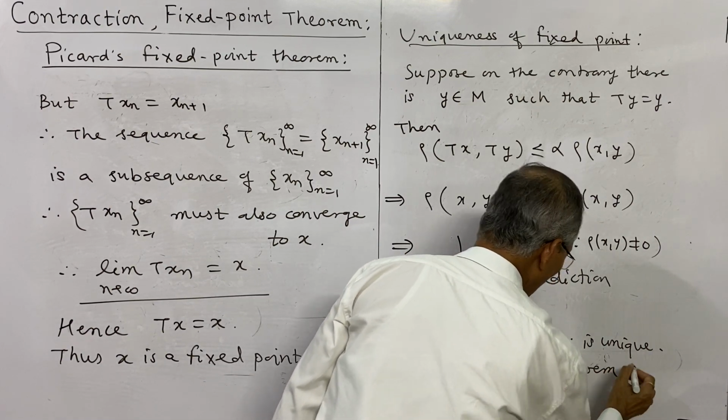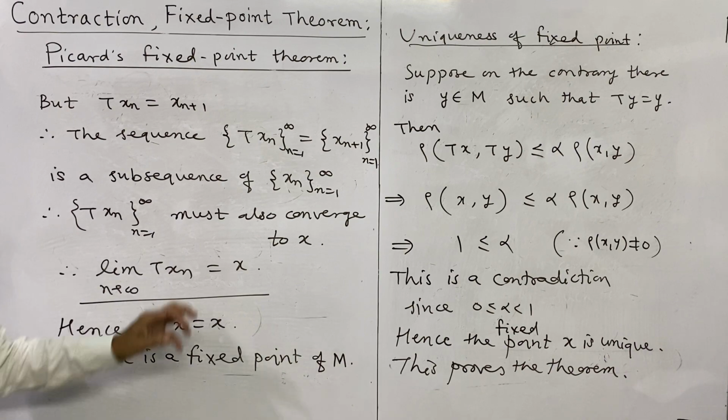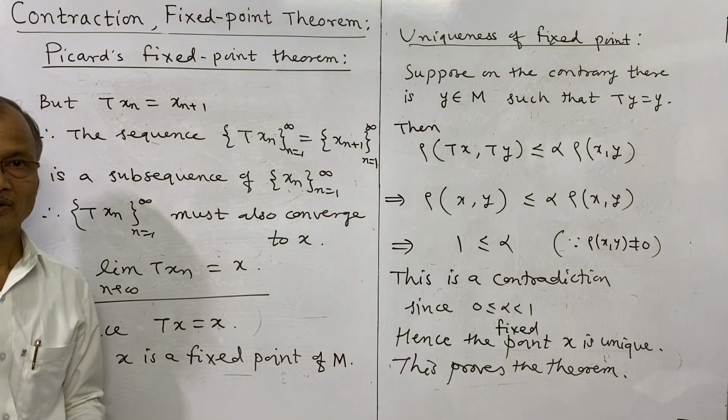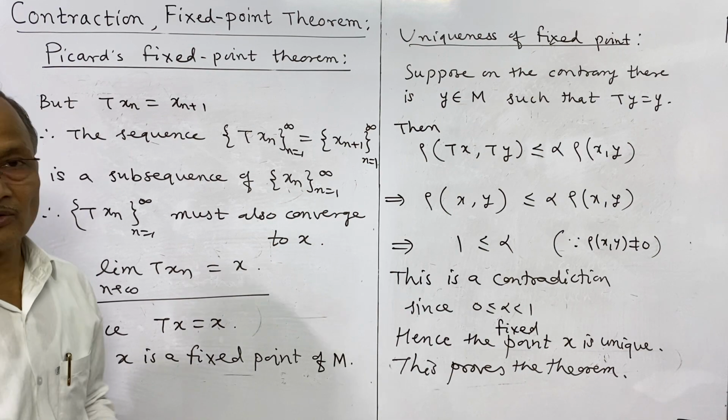So thus we have proved an important theorem, which is Picard's fixed point theorem, using the definition of contraction of a mapping or contraction mapping on metric spaces. So please go through the proof and try to understand the proof. Remaining part we will continue next time.